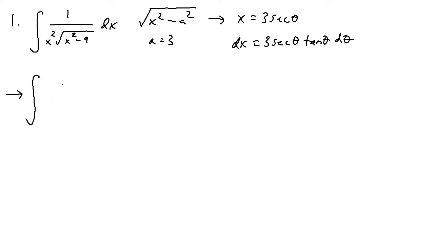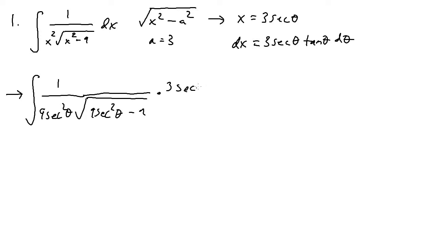So we get the integral of 1 over, now we have x squared, so 3 secant theta squared, or 9 secant squared theta, times the square root of, once again, 9 secant squared theta minus 9. And then we obviously have multiplying by dx, and dx is 3 secant theta times tangent of theta d theta. I'm going to go ahead and move the 3 secant tangent theta up to the numerator here.